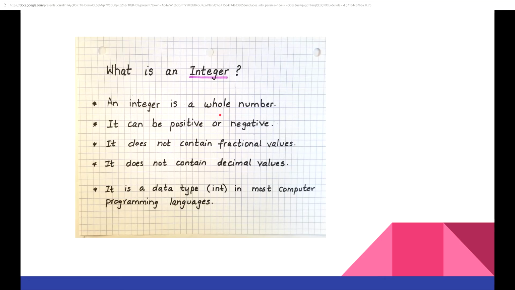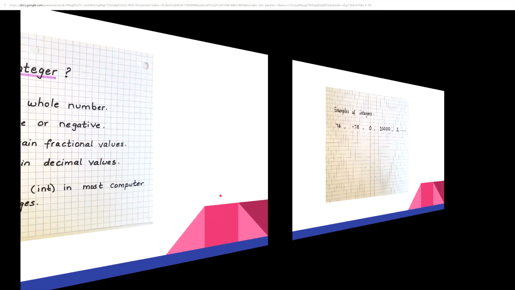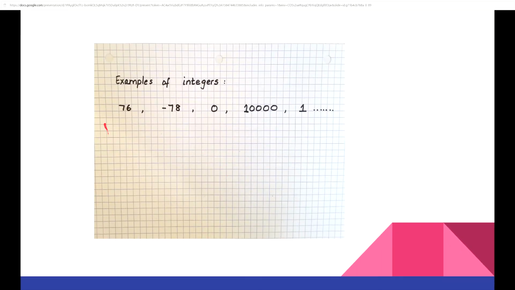Boom! What is an integer? An integer is a whole number. It can be positive or negative, and it does not contain fractional values. Does not contain decimal values, and it is the data type int in most computer programming languages, like Python, the one I mostly program in. And if you want to see some Python programming, check out some other videos on this channel, but after you watch this one. And some examples of integers are 76, negative 78, 0, 10,000, and 1.